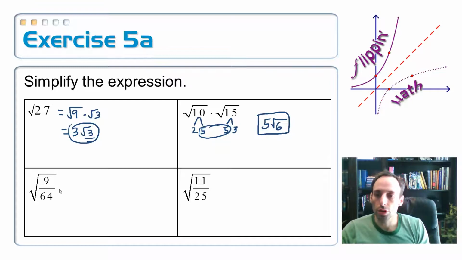Here I've got a quotient on the inside of the square root, so I can break that up as the square root of 9 over the square root of 64 separately, and then take the square roots of the top and the bottom. I've got 3 over 8.